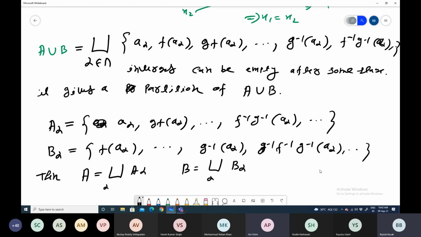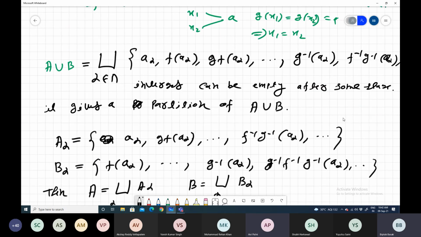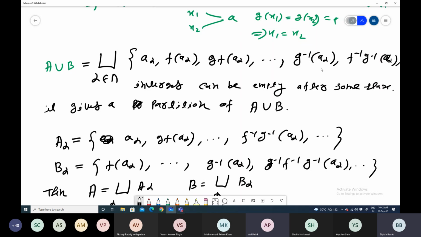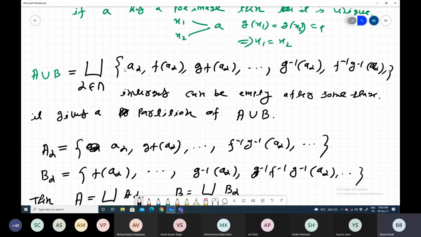Could you explain once again what is a disjoint union? The definition of a disjoint union means the sets are disjoint. So here the sets are disjoint. This is not the usual union, but the sets are disjoint. Because if you have two sets and they have one common element, then all the elements are the same, basically the same elements. So here we are taking that disjoint union.